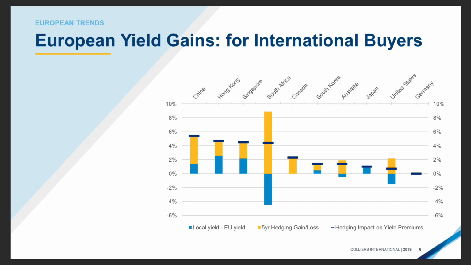If you blend the two together, which is the bar across the top, it means that buying into Europe, you get a better return than you would back home. So that's why a huge amount of cross-border capital comes into Europe. Europe, per se, is about 50% cross-border. The US is about 20%, and Asia is about 30%. So Europe is by far the most diversified market for cross-border capital coming in. And this is one of the reasons why.